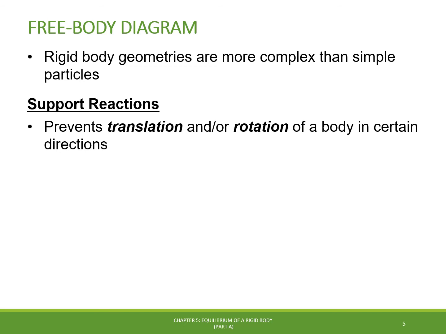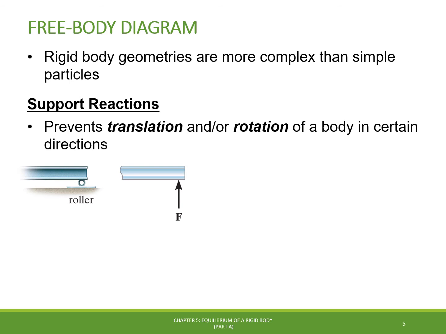For example, let's consider three different ways in which a horizontal beam is supported in its end. One method is symbolically represented by a roller or a cylinder, and it prevents the beam from translating only in the vertical direction. That's why we have the vertical reaction force F here.